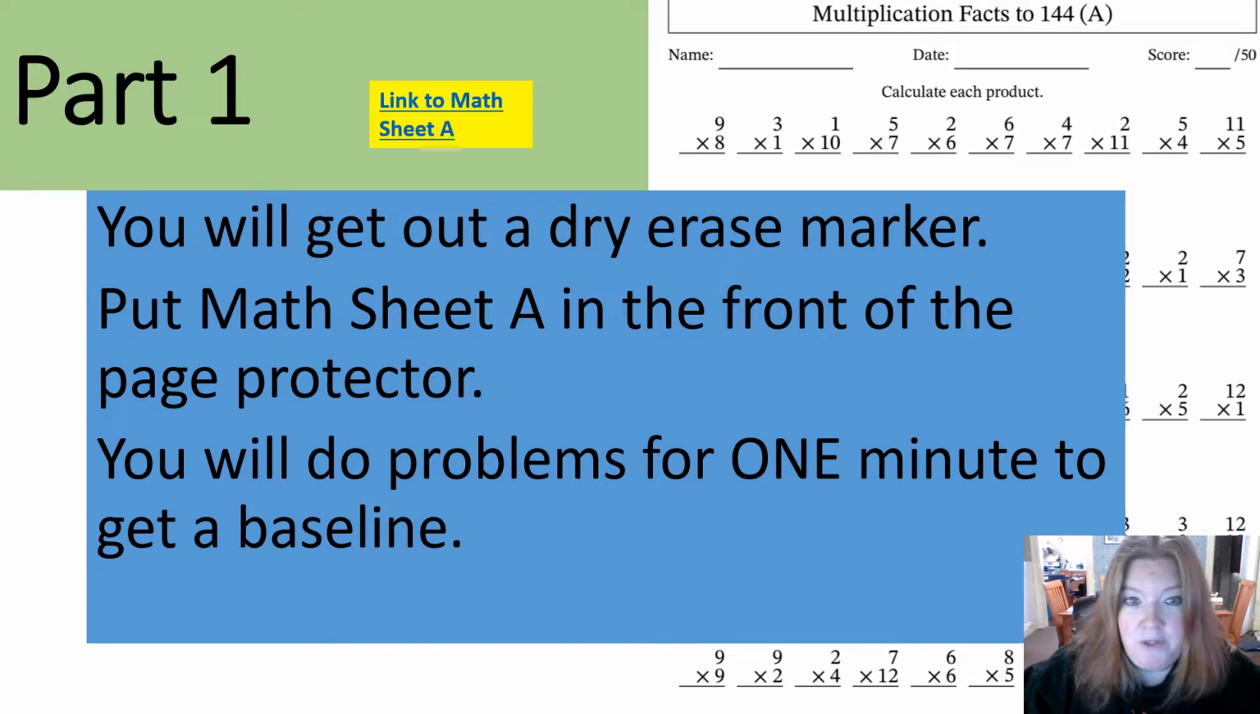And then you're going to get a dry erase marker, and you have already picked up a page protector, and you're going to find math sheet A. So you'll see an A up here. Okay. And you're going to put that in the front. And we're all going to do this together. And you're going to do problems for 1 minute to get a baseline. Okay, so if you're completing this on your own, right here, this is a link to the sheet, all right?